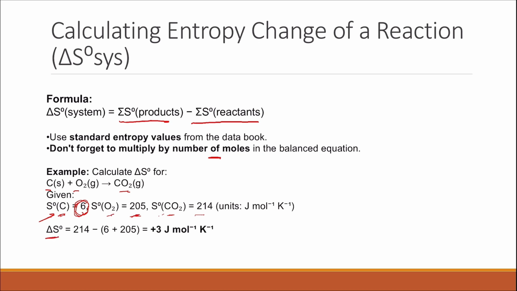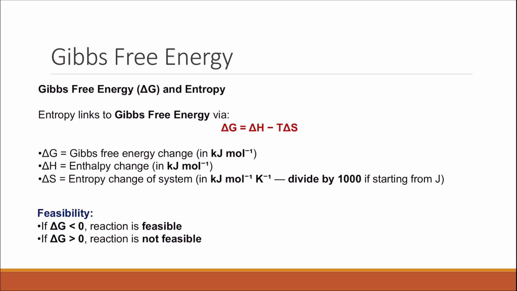Now to calculate the entropy change, this is the total for the products, which is just carbon dioxide, 214, minus the total for the reactants, which is 1 mole of carbon and 1 mole of oxygen. That will give us plus 3 joules per mole per Kelvin. And this is the entropy change for this reaction.